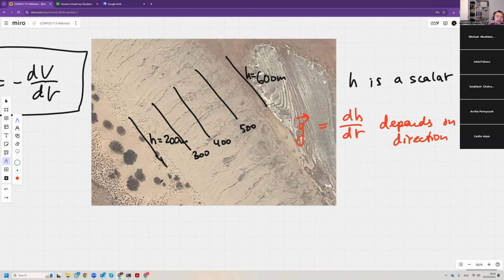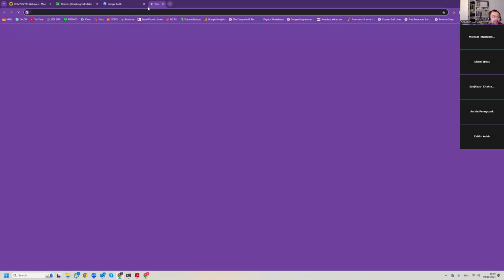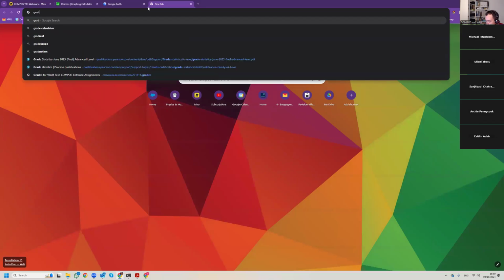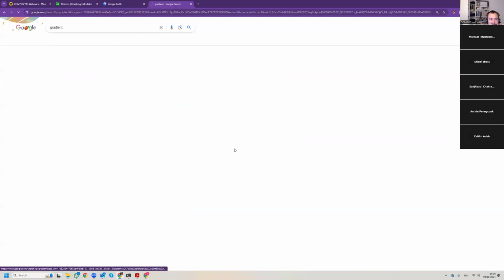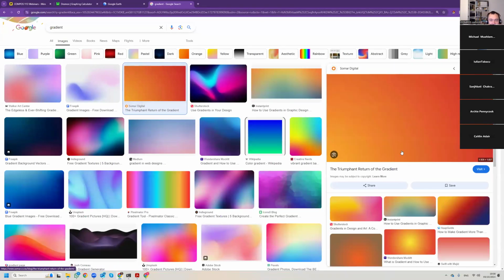So if you type in gradient, it gives you this, because that is a gradient. You see, it goes from really red to orange, and that's a gradient. The amount of red is obviously a scalar, but the direction in which it goes changes. So yeah.